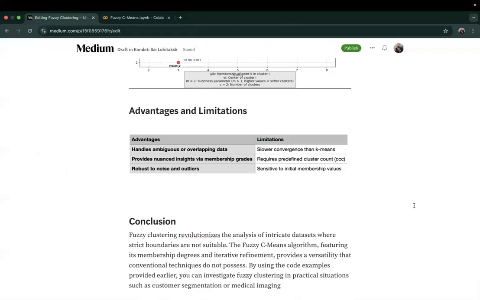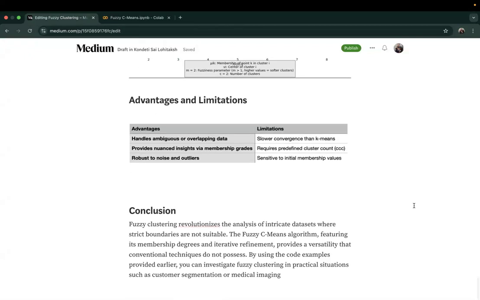And now let us get to the advantages and limitations of fuzzy C-means, or fuzzy clustering, whatever you call it. The advantages are it handles ambiguous or overlapping data. It provides nuanced insights through membership grades. It is robust to noise and outliers. Limitations are the convergence is much slower than k-means. It requires a predefined cluster count, like how many clusters you are using. And it is sensitive to initial membership values.